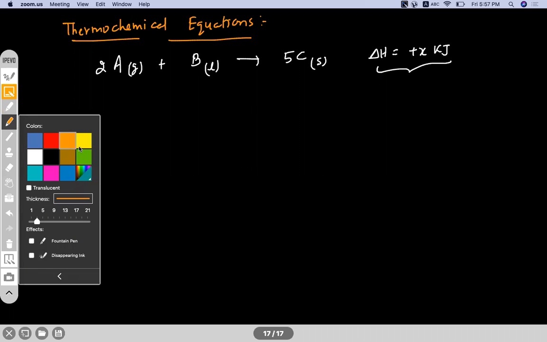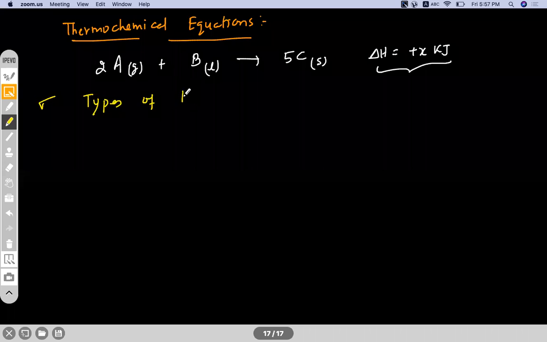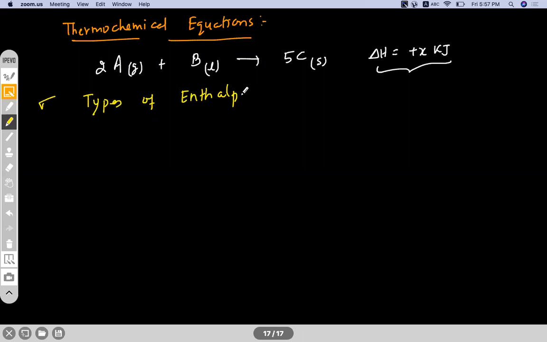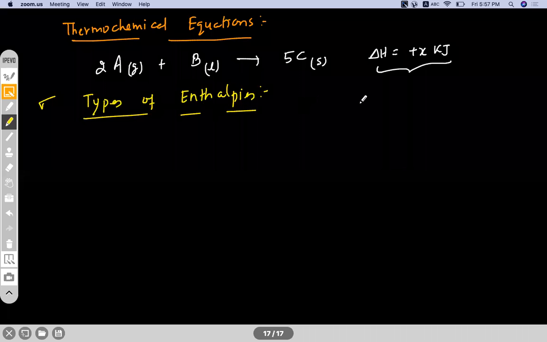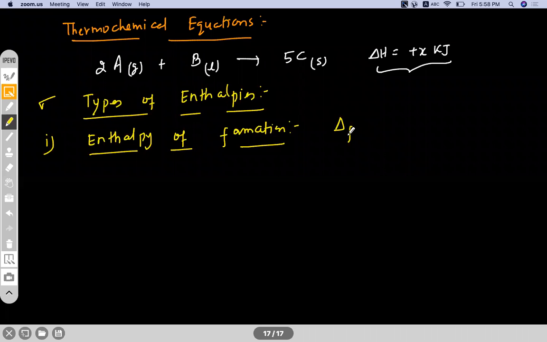Okay. Next, you see the heading, write down: different types of enthalpies of reaction. The first type you write down is enthalpy of formation. It is represented by ΔfH. If it is a standard state, then this would have a naught over here. Enthalpy of formation, definition write down.